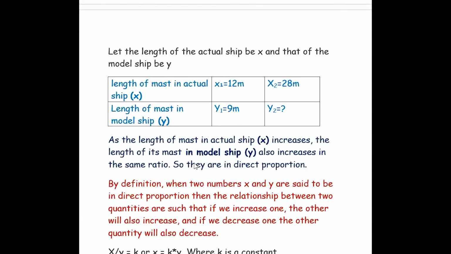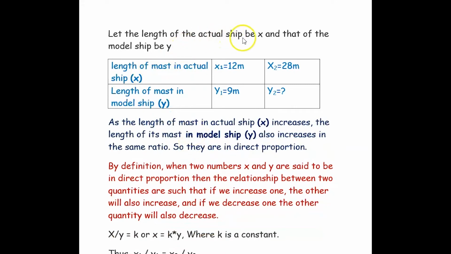So now let's consider the length of the actual ship to be x and the length of the model ship to be y. Now let's form a tabular column so that it is easy for us to do the calculation to find the unknown values. The length of the mast in the actual ship, that is x, is given, we will take that as x1 equal to 12 meter. Against x1 equal to 12 meter, the length of the mast of the model ship is 9 meter, so we will take that as y1 equal to 9 meter.